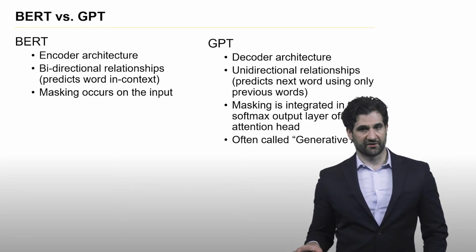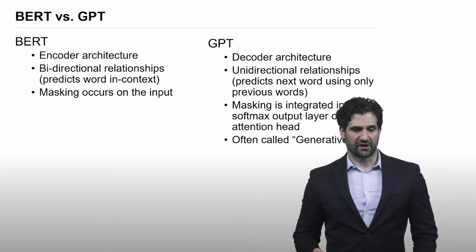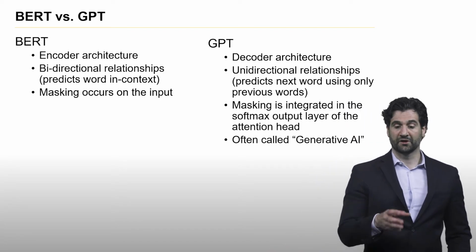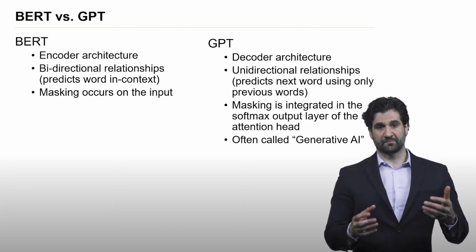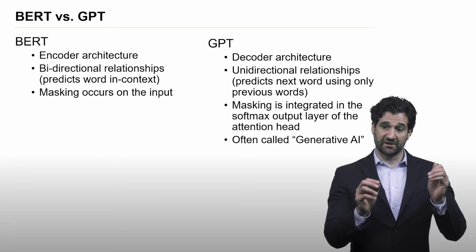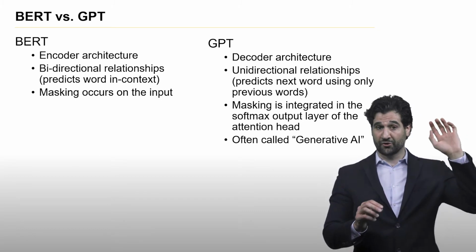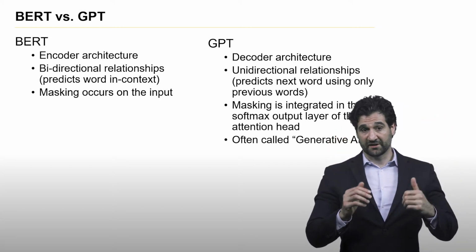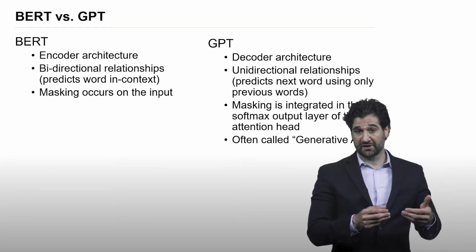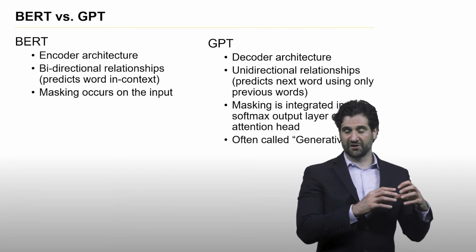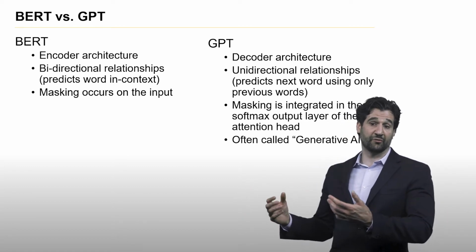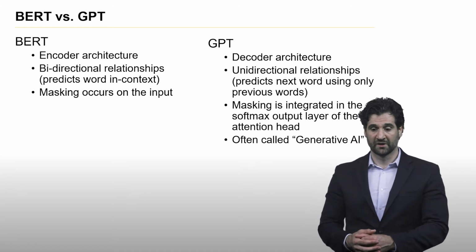And to get a little bit of a glimpse as to how these decoder models differ from the encoder models, consider BERT. Encoder architecture, it uses this bidirectional relationship. So when it masks a word in a sentence, it's predicting that word based on both the words that come before and after. And this masking occurs on the input. So it's almost like with that self-supervised process we described, we are essentially turning a regular data set into a labeled data set where the labels are, in effect, the masked words.